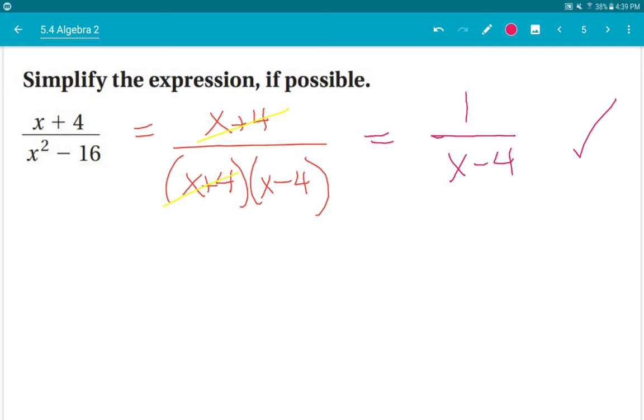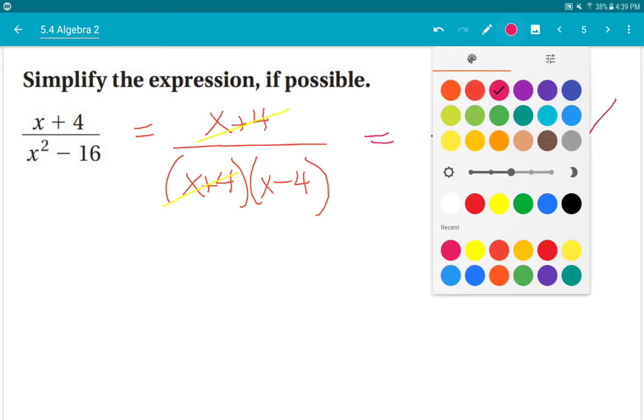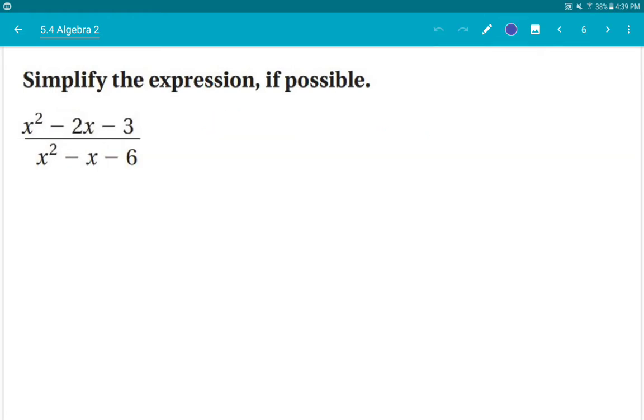Okay, so again, factor it first. Factor as much as you can first. Once everything's broken down into factored form, then it's just a matter of seeing what is common in both the numerator and in the denominator. All right? Okay, let's move on to the next one.